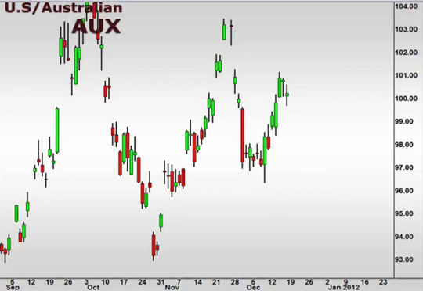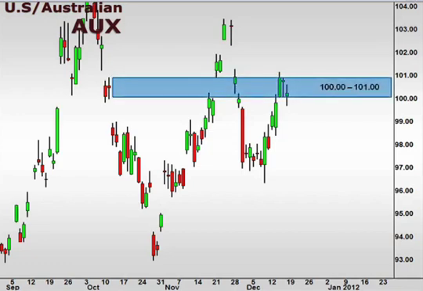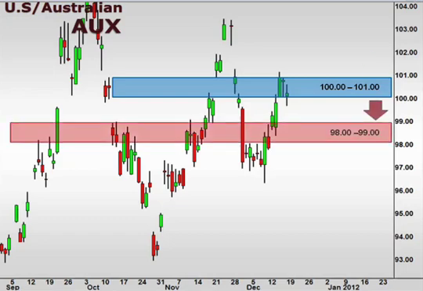Let's take a look at the US dollar versus the Australian dollar as seen here in the ISE FX options pair value AUX. The AUX continued higher and now consolidates within the 100-101 focal zone. A break above 101 should signal a move higher. However, we are open to a retracement down towards the 98-99 focal zone this week.